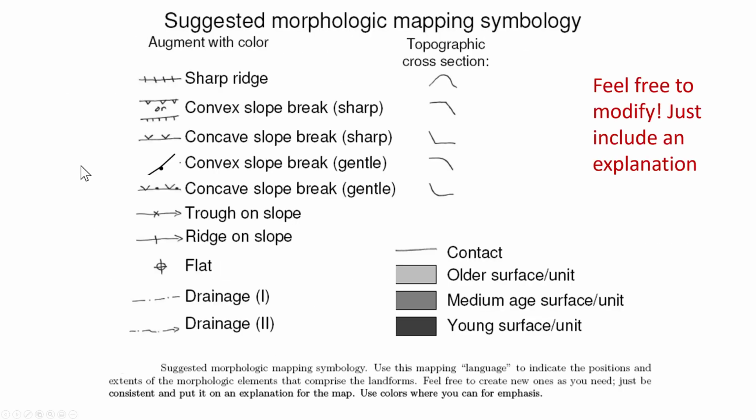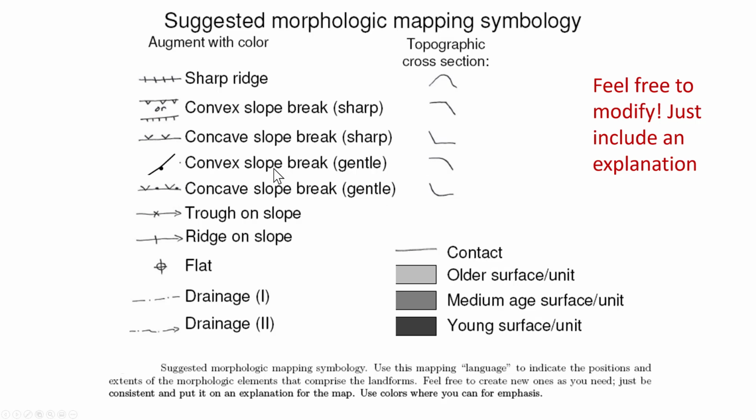And so here we see this suggested morphology. You could use the patterns that were provided in the examples I had from Savagear, or this, which is a little bit of a simpler version. And you can see, like sharp ridge, this little railroad track, the line would be on the top of that ridge. Whereas this convex slope break is this one, concave slope is this one.